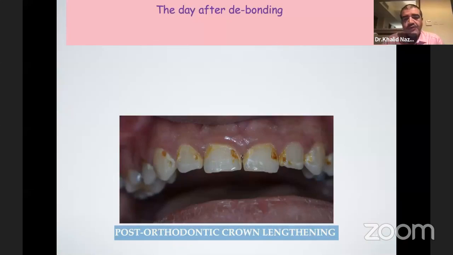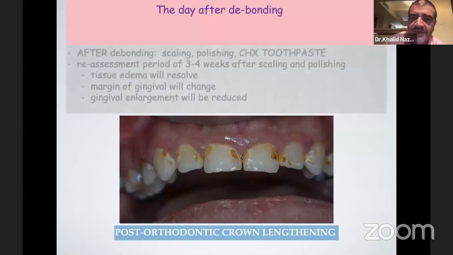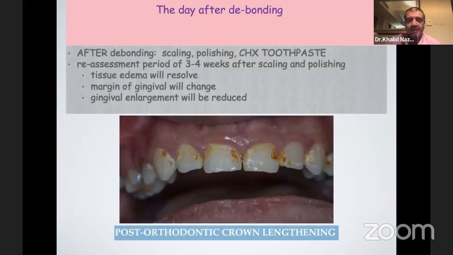Now we get to one of those cases that I call what to do after debonding. Another young lady who did not have optimal oral hygiene during orthodontic treatment, and you can see the hypomineralization and the gingival enlargement. But this is a patient who is not happy. Debonding took place, teeth are aligned, but this is not the way that a patient would like to look.